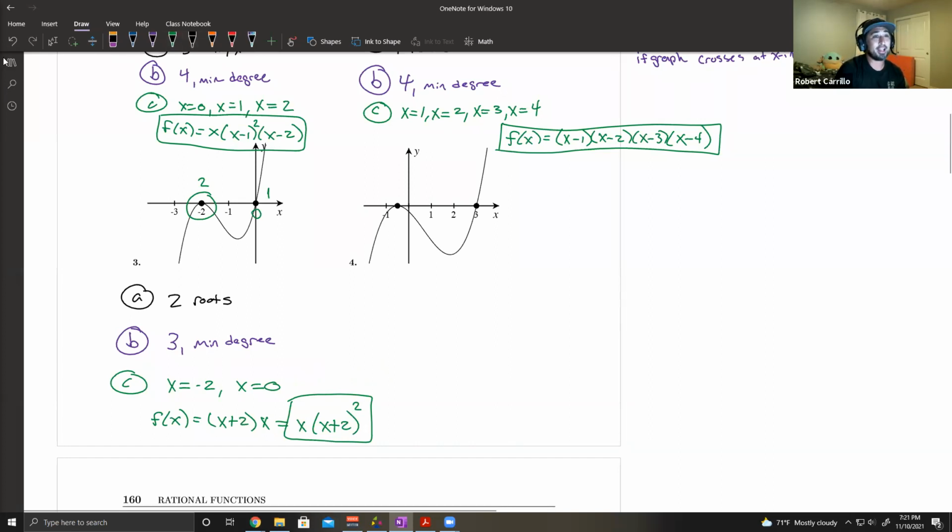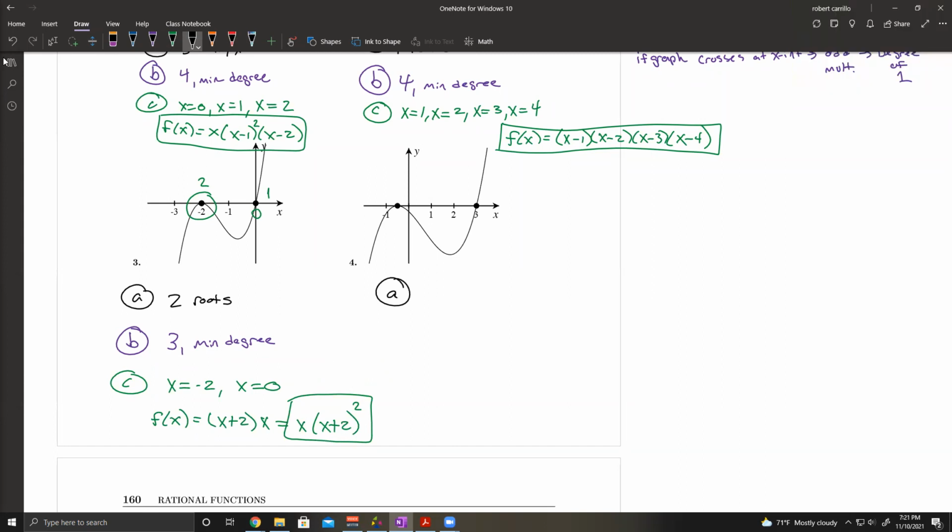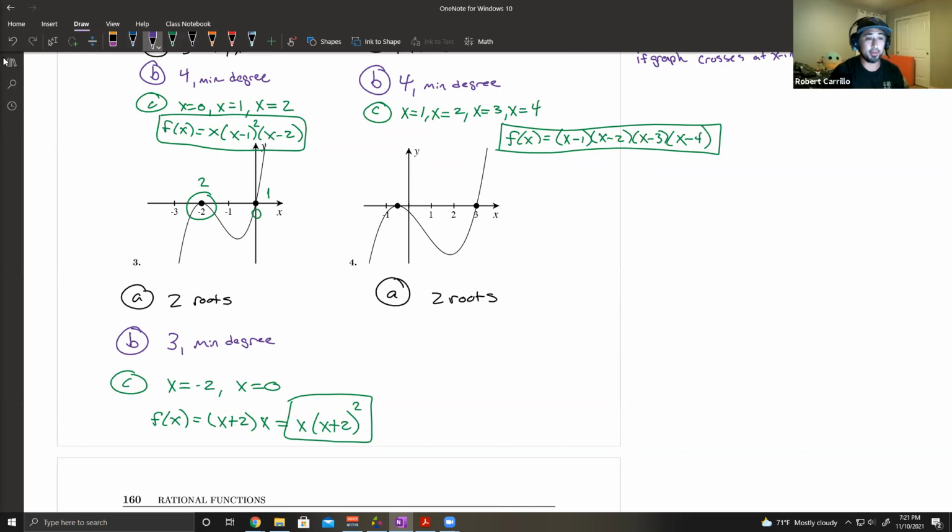Okay, cool. Last one for our polynomials. How many x-intercepts do you see? Or how many roots do you see? 2 roots. All right. Next is all about degree. What is that? Is that a -0.5?